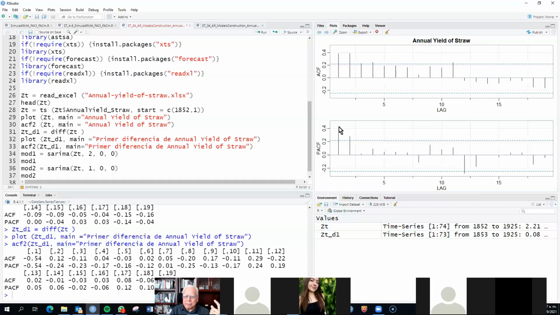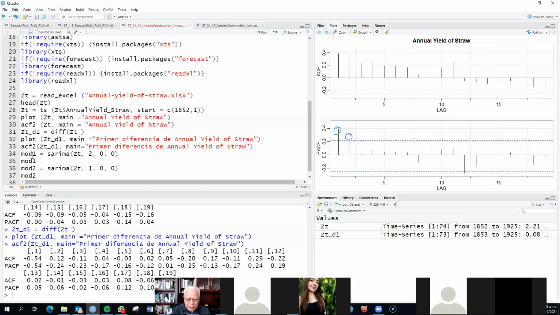That would lead me to think that maybe this is already stationary, because it dies fast, although it doesn't die exponentially. Notice that it doesn't die exponentially. But you may be led to think that we can fit an AR2 model, autoregressive of order 2, because I have two significant spikes in the partial autocorrelation function. Okay, so let's do that. Let's model the original series as an autoregressive model of order 2.